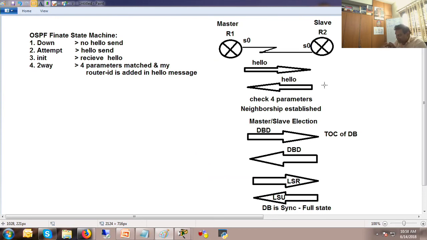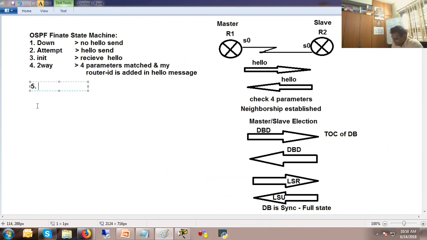Now the exchange starts. What will happen now? We have to do the exchange, right? DBD, then LSR, LSU. So the fifth state is what? ExStart. What happens here? Master, slave election. If it is stuck in ExStart state, what is the problem? Election of master. Somewhere master slave is not happening. It is stuck there.